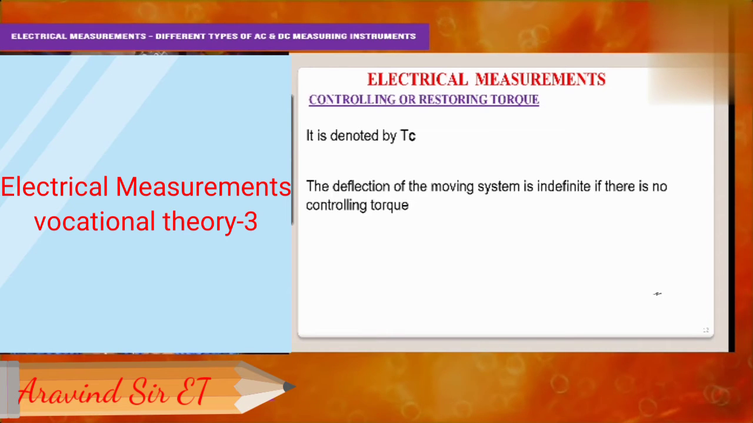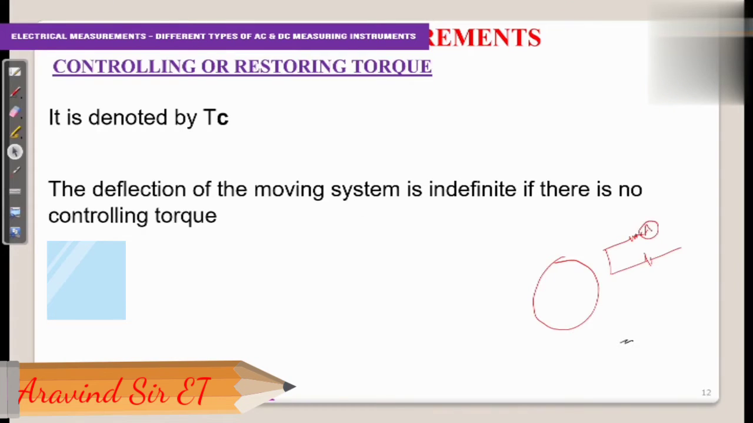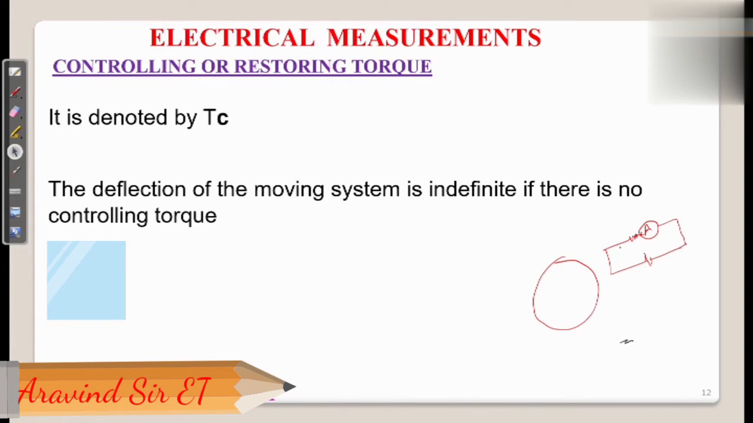Coming to the controlling torque, or restoring torque. What is meant by controlling torque? For example, any measuring instrument is connected in a circuit. Let us say a resistor, and we give a DC supply and connect the ammeter in series. Current is flowing, say 5 amperes, and accordingly the ammeter shows 5 amperes.